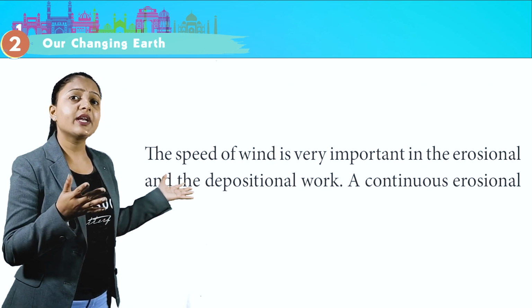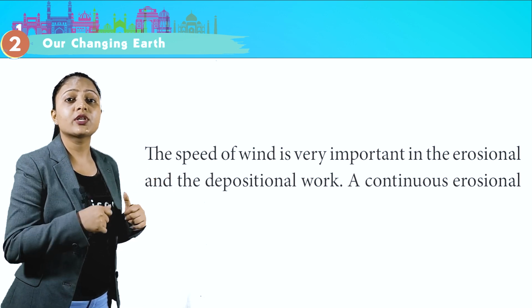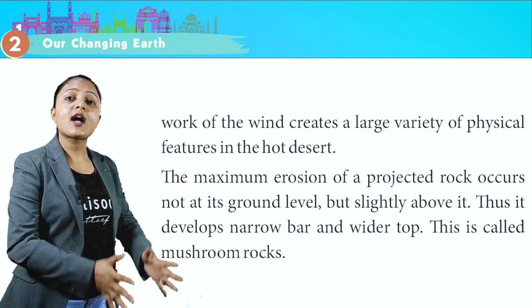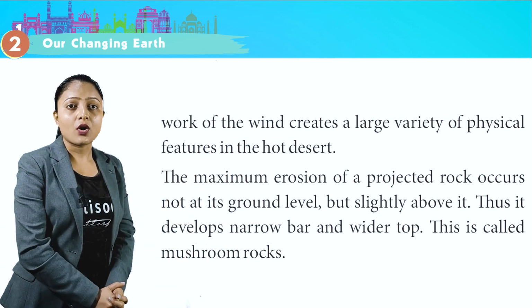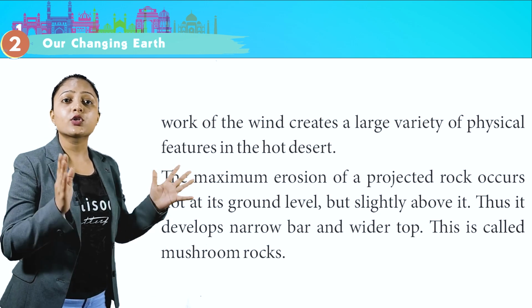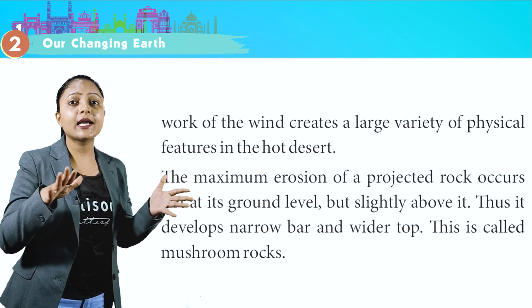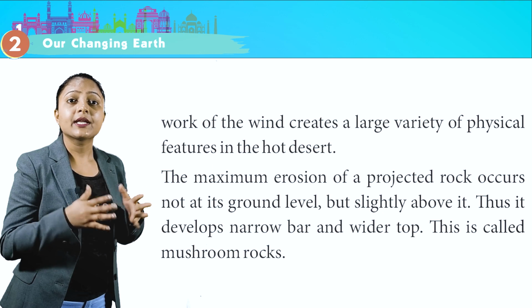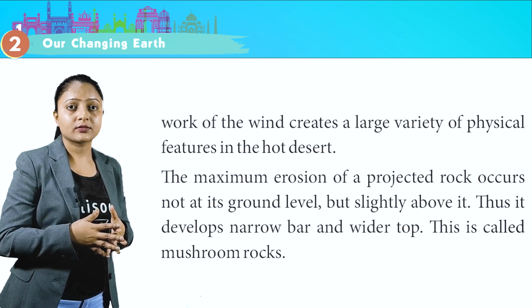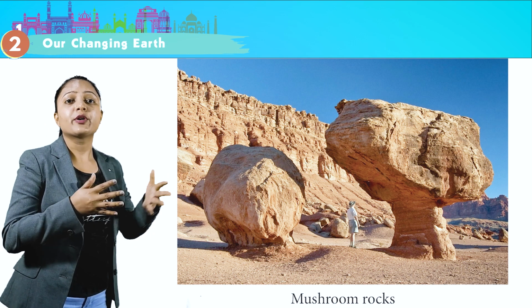The speed of wind is very important in the erosional and depositional work. A continuous erosional work of the wind creates a large variety of physical features in the hot desert. The maximum erosion of a projected rock occurs not at its ground level but slightly above it. Thus, it develops a narrow bar and wider top. This is called mushroom rocks. These images are the images of mushroom rocks.